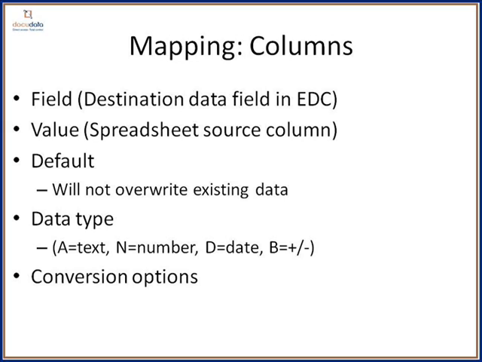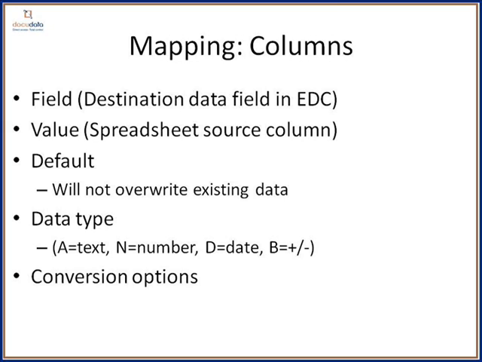Now that we have described our data file, we can proceed to map this from this data file into EDC. The Import Wizard window contains 5 columns. The first specifies the field into which we are importing in EDC. The second allows us to enter a value selected from the spreadsheet. The third allows us to specify a default value which is not pulled from the spreadsheet and will only be used in the case of creating new records.